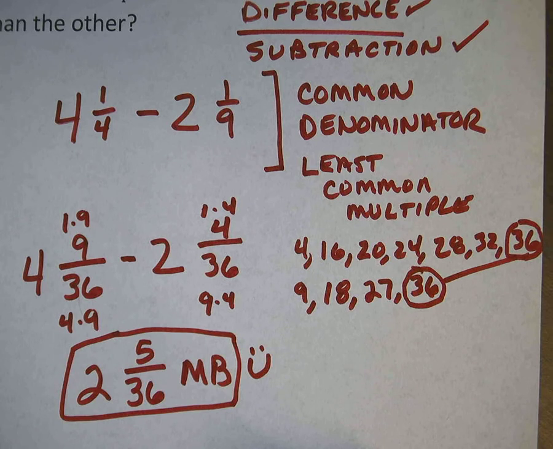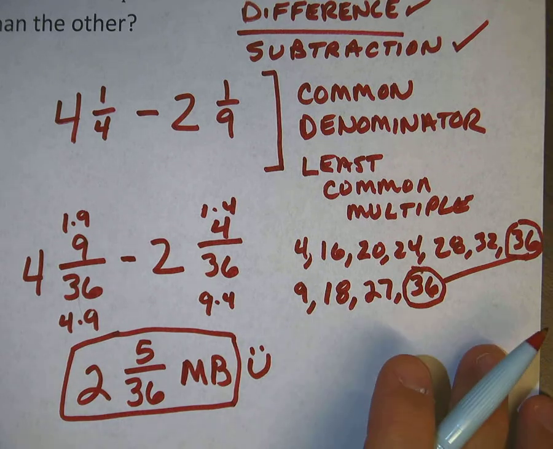So there you go. I hope that helps you understand a little bit more about how to add, especially subtract, fractions that have unlike denominators.